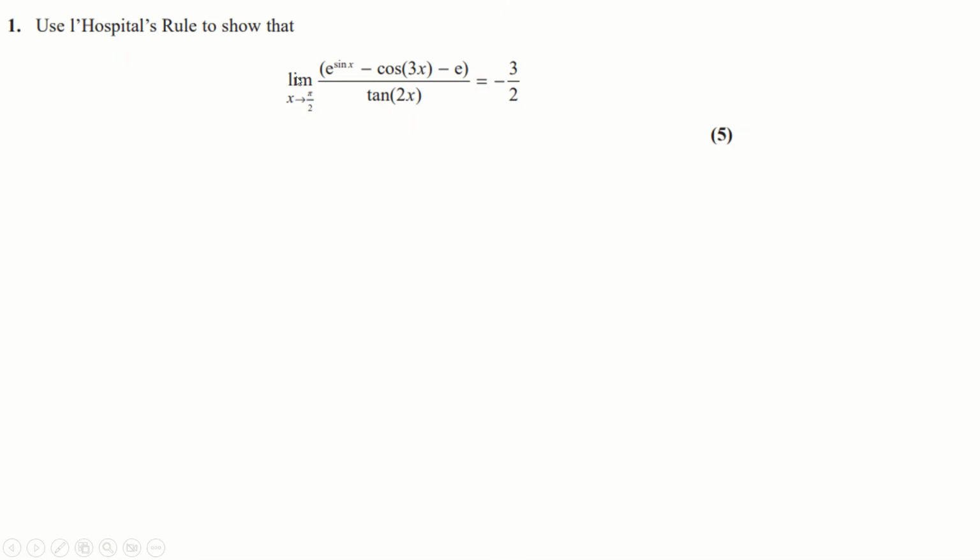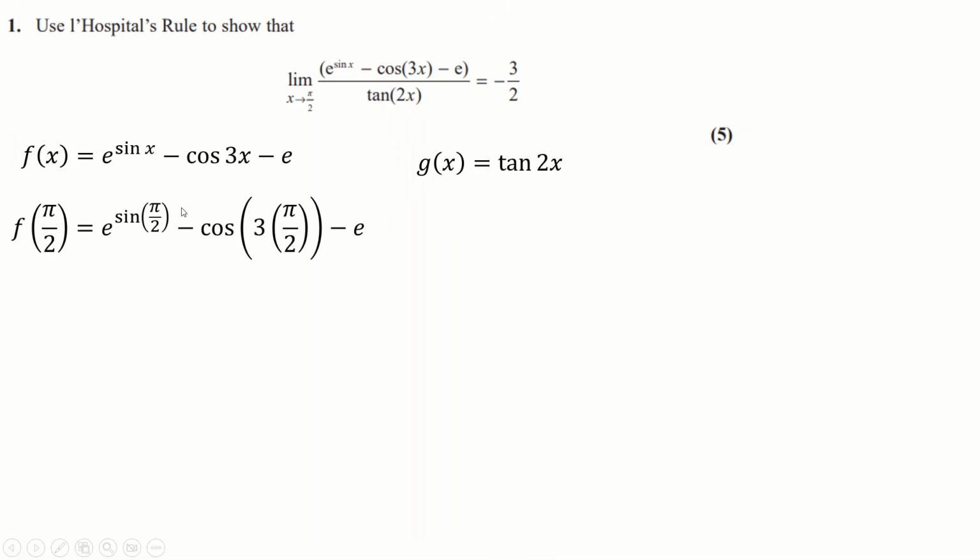First we've got to show that if we call this on the top here f of x and this g of x, both of those functions, when you plug in this number, either both go to 0 or both go to plus or minus infinity. It doesn't really matter which. When you plug this number in, sine of pi over 2 is 1, so this is just e. Cos of 3 pi over 2 is 0, so that just goes away. e minus 0 minus e is 0, so that's fine.